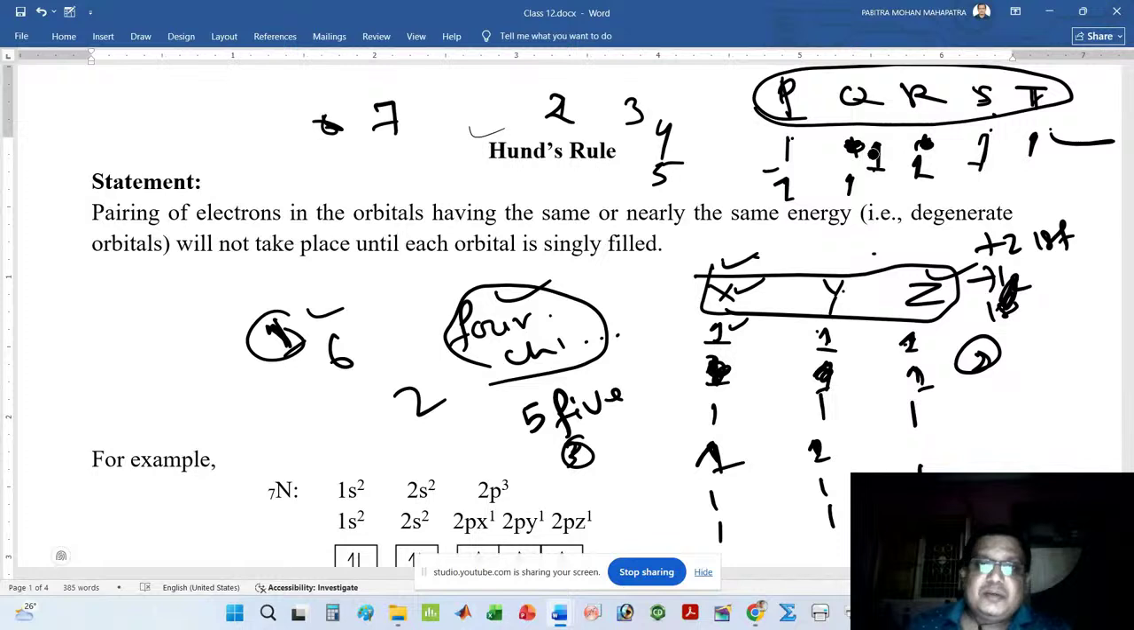Suppose I have 3 chocolates, I cannot give 2 chocolates to P, 1 chocolate to Q, and the remaining are empty. No, it cannot be possible. At first give one to each. After that, distribute the remainder again. But everyone should get at least one chocolate. If you have more chocolates, then you distribute again.